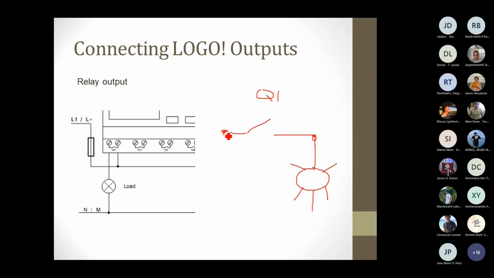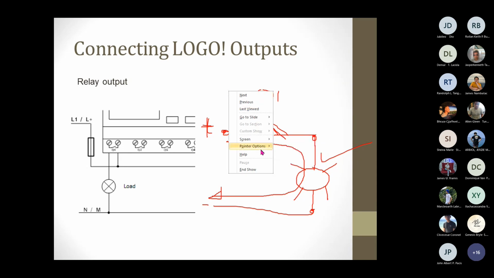One end of the PLC output is connected to, for example, positive, and the other end of the lamp is connected to negative. Once the output of the PLC is activated, it will close, and since it is now closed, the current from the positive will flow to the lamp, going back to the negative, making the lamp turn on. If the output of the PLC is deactivated, it will open, and the lamp will of course be turned off.